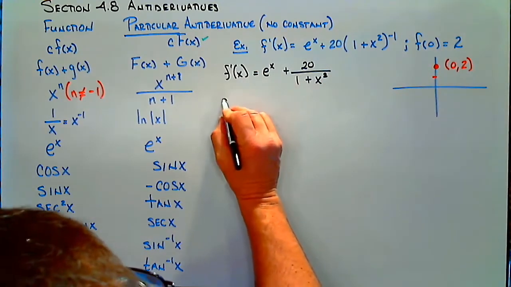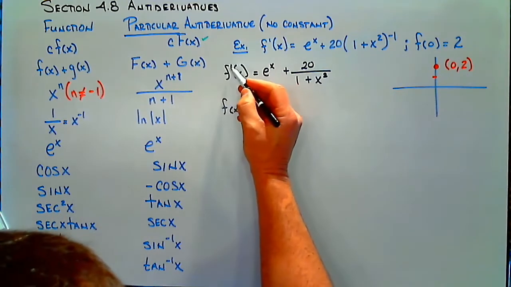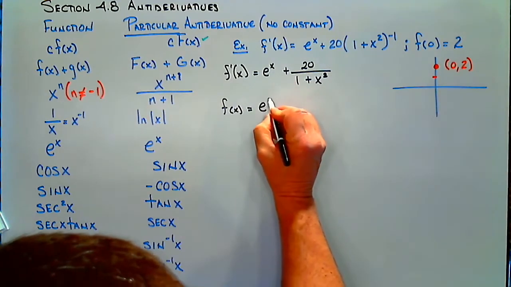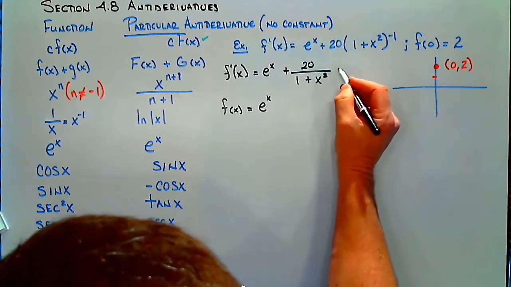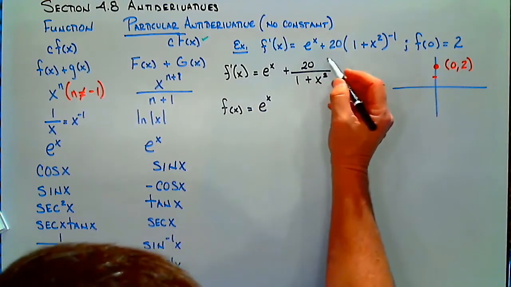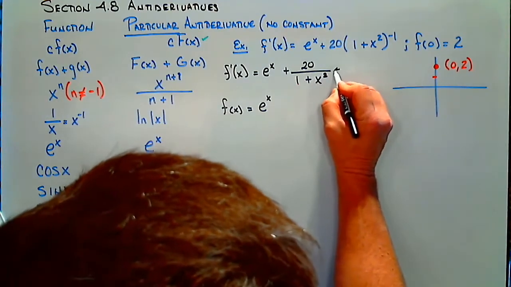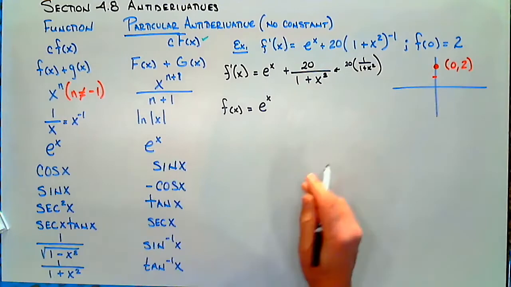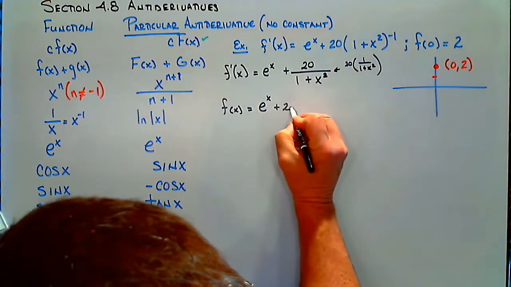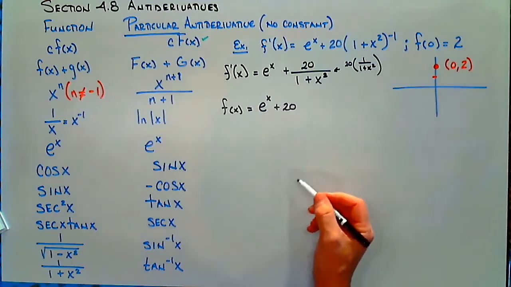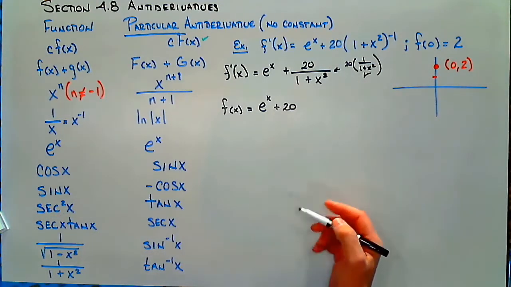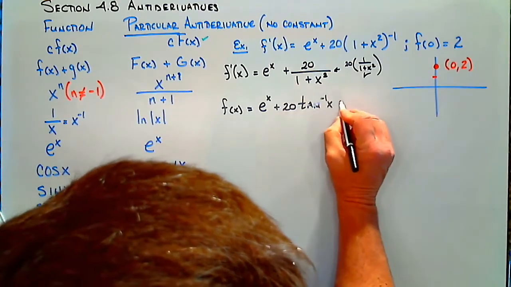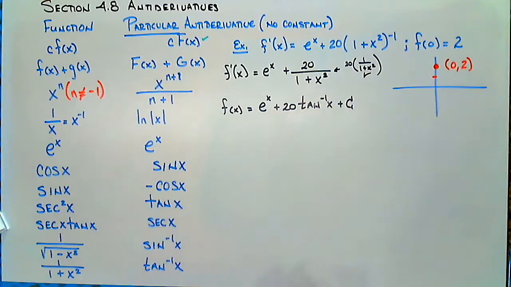So what is our antiderivative here? Well, it's going to be f of x, right? The antiderivative of f prime is f. We take the antiderivative of e to the x, that is e to the x. Now this is a constant, right? This term right here is really 20 times 1 over 1 plus x squared, isn't it? That's really what that is. So that's a constant. Constant times a function will be the constant out in front. We want the antiderivative of this, and we know the antiderivative of that is inverse tangent. Plus c. So that is our general solution.